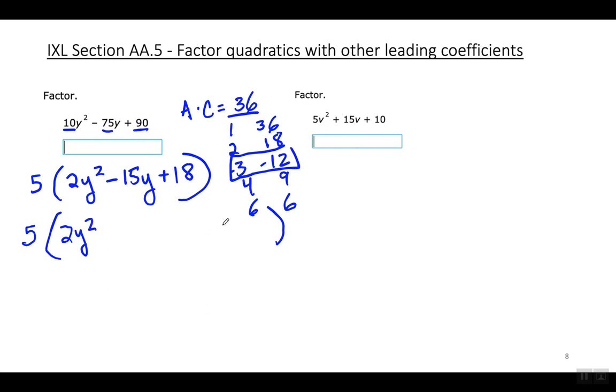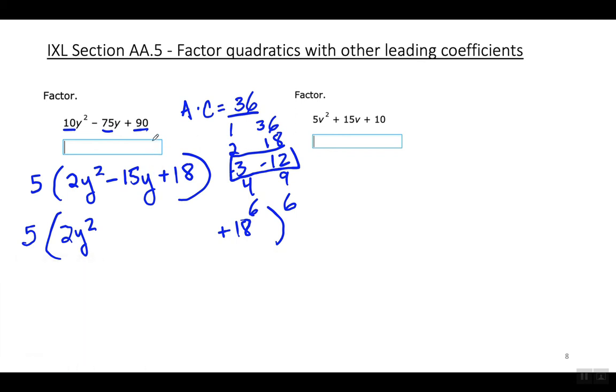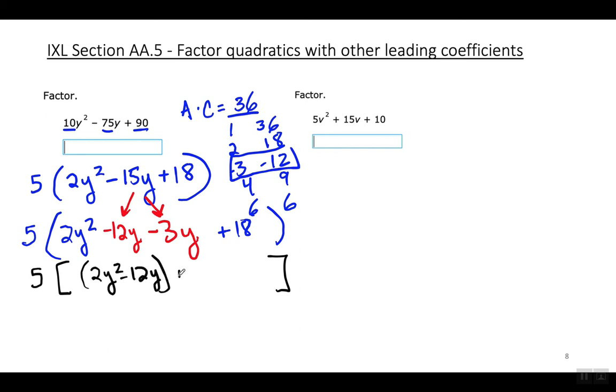When I split the middle, let me use a different color. Maybe it'll make it easier for some people to get it. Okay, so I'm going to split the middle into negative 12y minus 3y. Okay, now I'm going to factor by grouping. So I'm going to have 5. Let me put brackets. 2y squared minus 12y plus negative 3y plus 18.